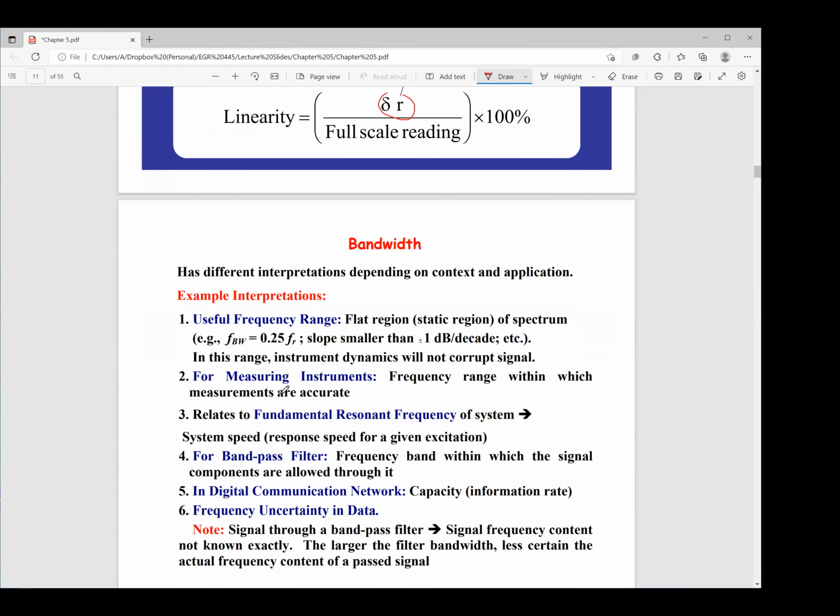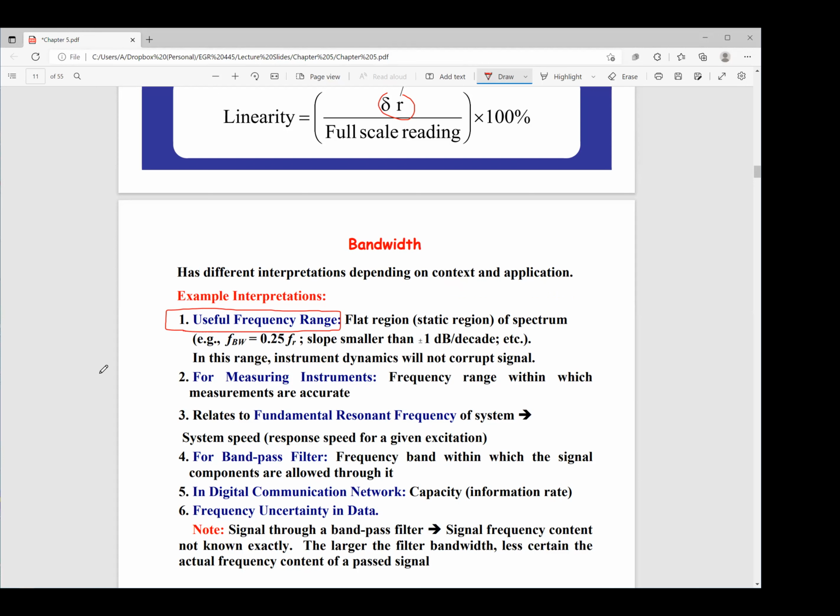Now, bandwidth is used in different contexts depending upon the different disciplines. But one interesting interpretation of the bandwidth which we will use is nothing but useful frequency range. So for example, if I have a sensor, can that sensor be used to measure input which is changing 1 time a second?